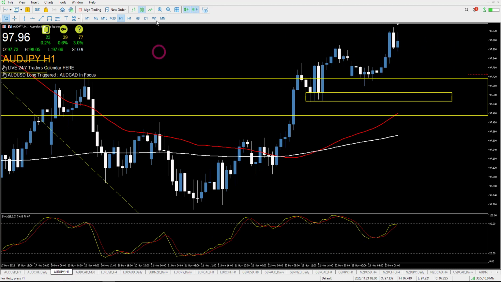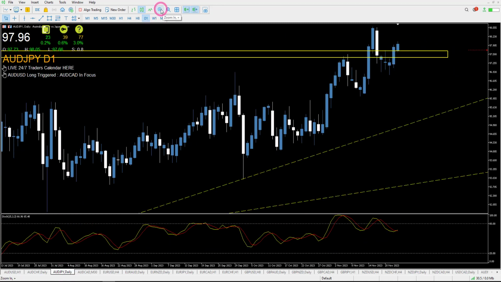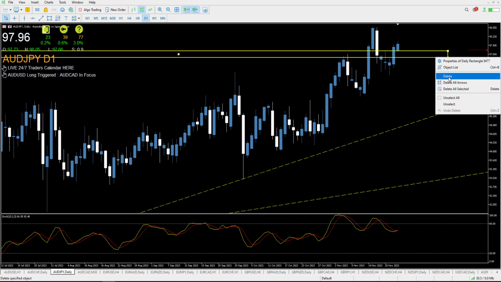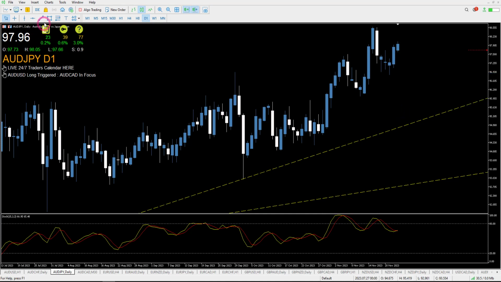Aussie yen was a market of interest. I quite like Aussie yen from a daily, 4-hour time frame point of view. So let's go take a look at this. We can see that there's obviously some support in the market. We do have this trend line support running through on the daily chart.